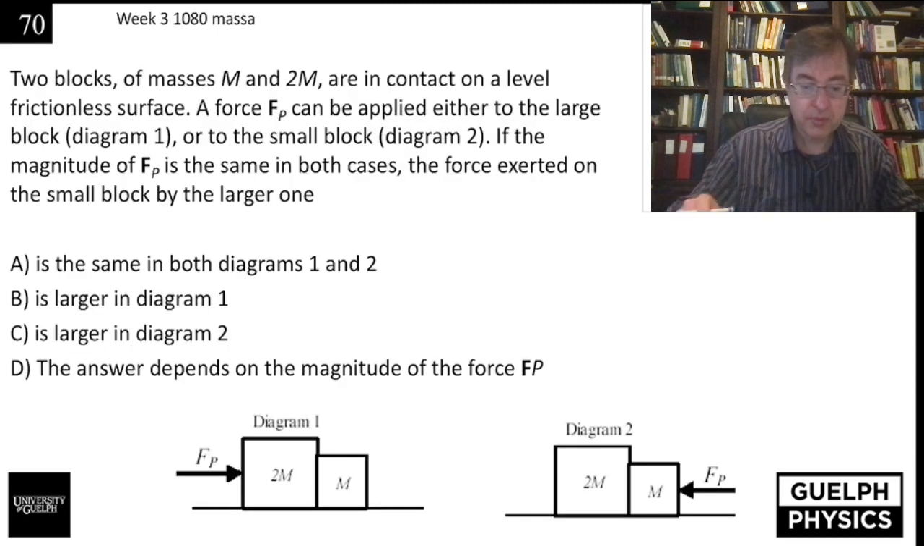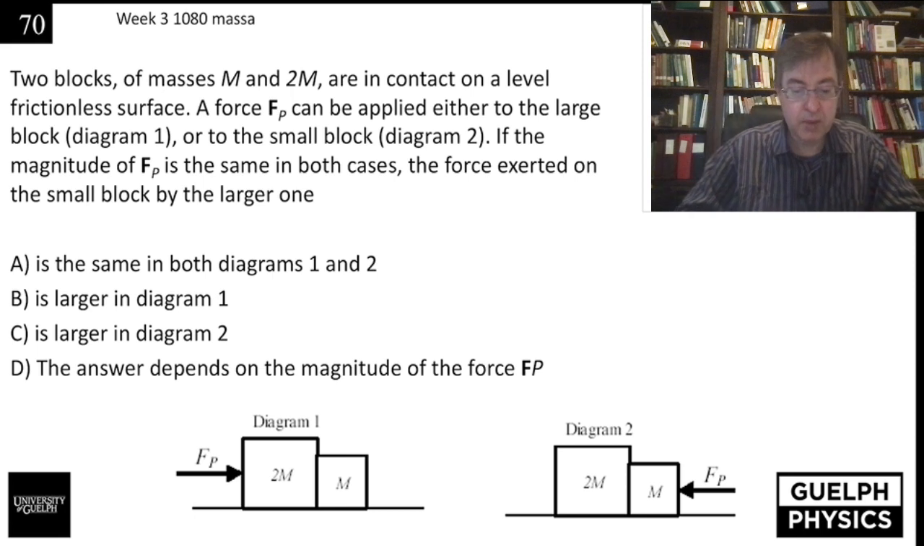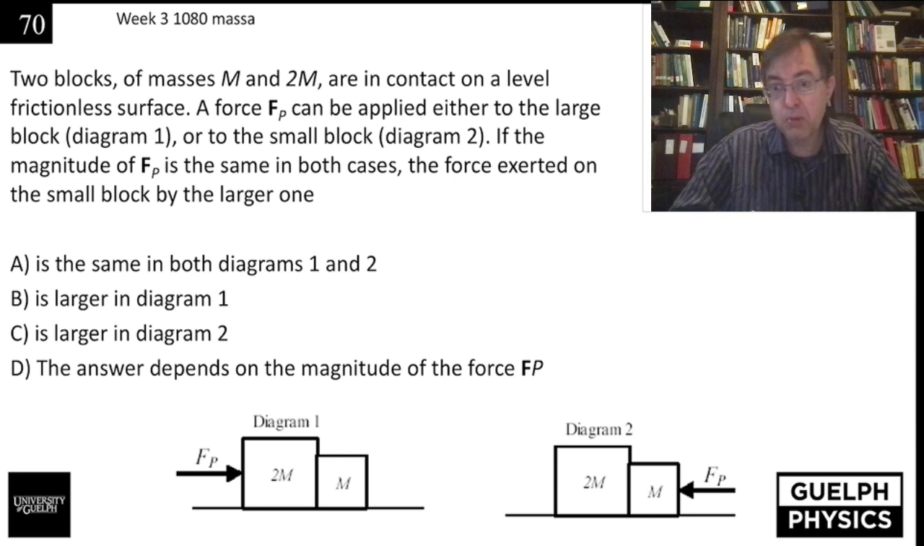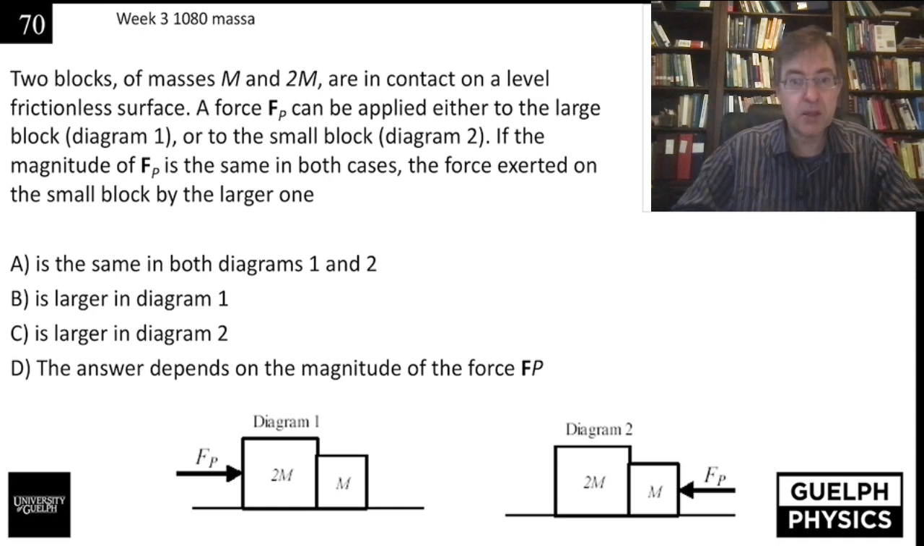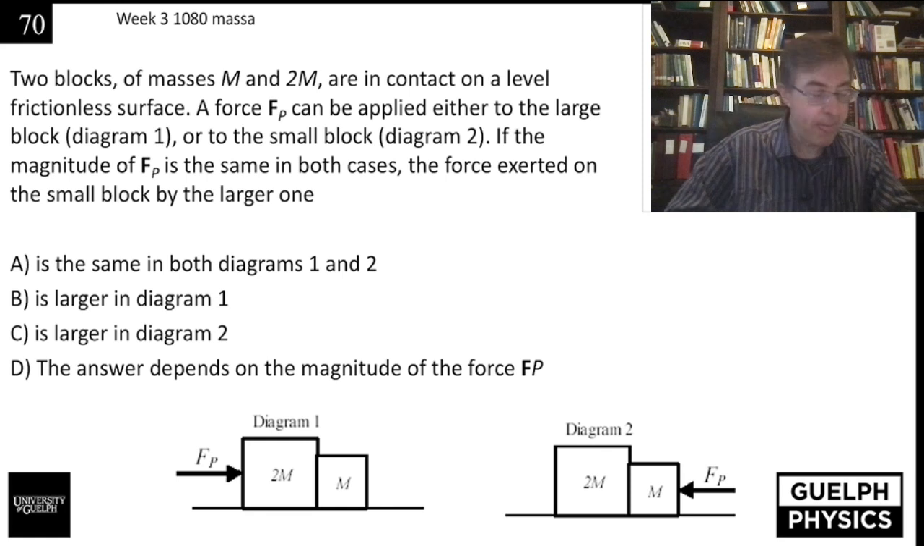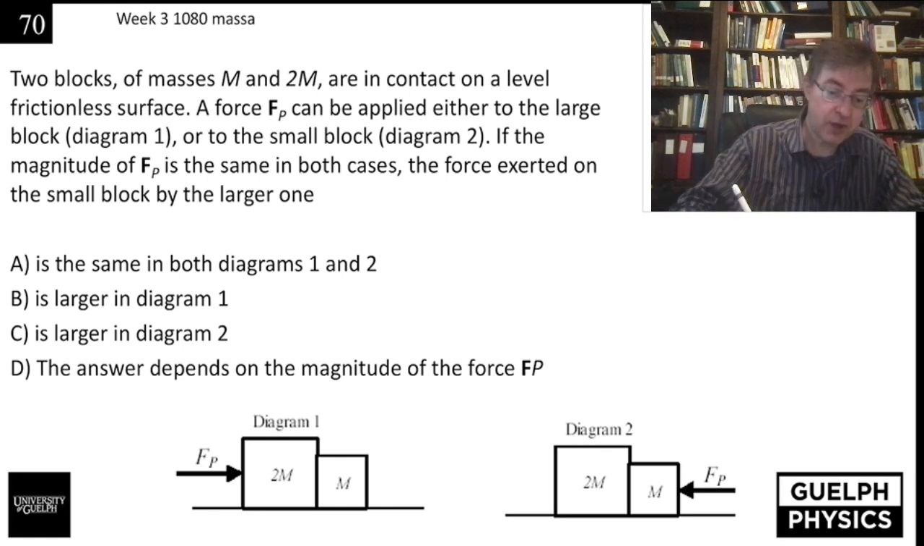Two more questions. Here you have two blocks of masses m and 2m, which are in contact on a level frictionless surface. A force Fp can be applied either to the large block, as in diagram 1, or to the small block, as in diagram 2. If the magnitude of Fp is the same in both cases, the force exerted on the small block by the larger one is the same, larger in diagram 1, larger in diagram 2, or depends on the magnitude of the force Fp. Okay. Well, this is identifying the type of problem this is.